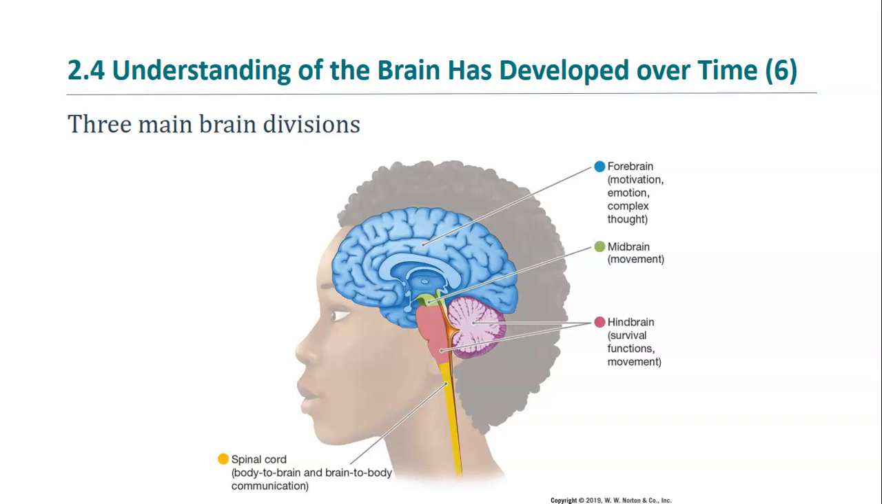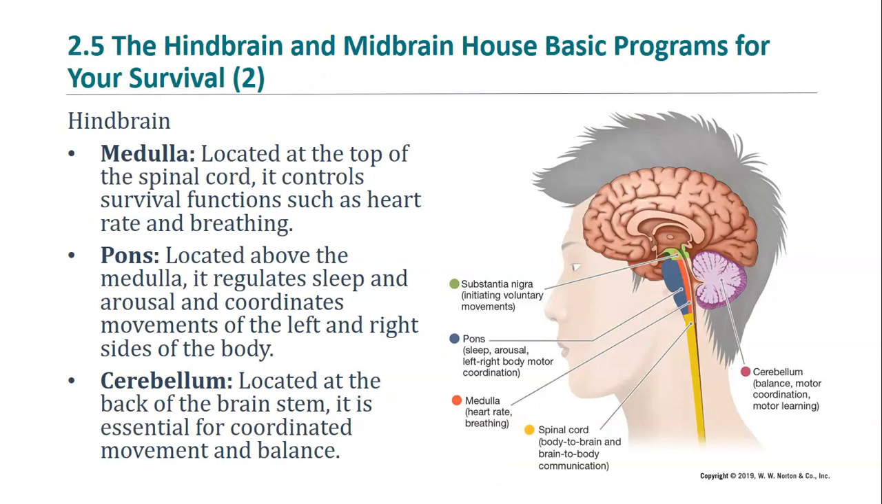On the very top is the forebrain, which is involved in memory, speech, emotion, complex thought, and language interpretation. The hindbrain has three major parts. The medulla, which controls functions such as heart rate and breathing. Above it, the pons, which regulates sleep and coordinates the movements of the left and right sides of the body. And in the back, the cerebellum, which is essential for coordinated movements that we make all the time without even being aware of them.